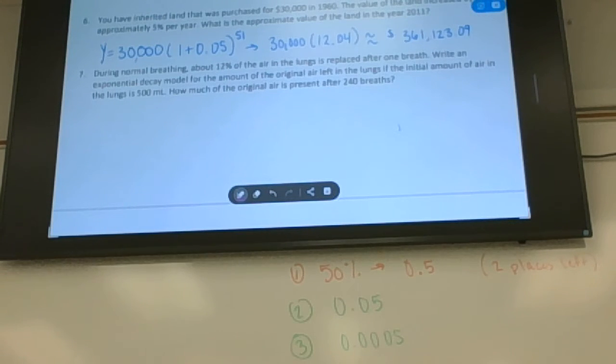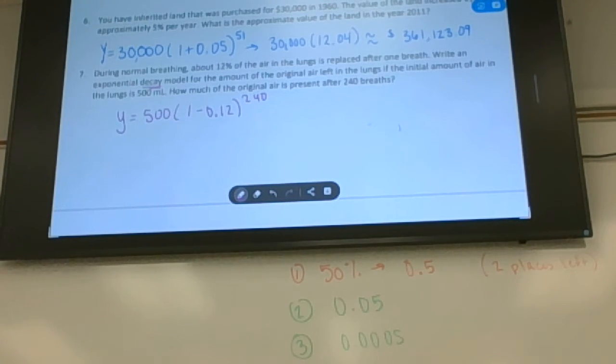Okay. All right. So write an exponential decay. If the initial amount of air in the lungs is 500 milliliters, so I got 500 in, and every breath I'm taking 12% out and bringing 12% new in. So after 240 breaths, do you think some of that first breath is still in there?